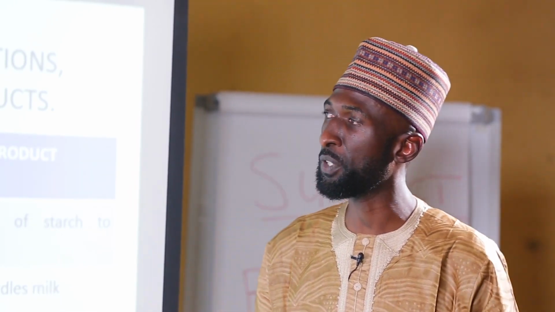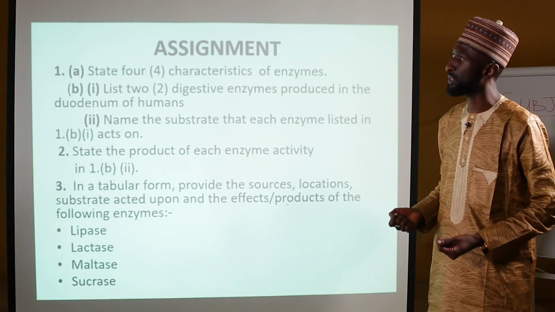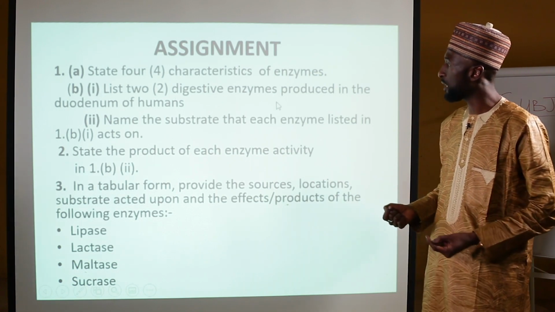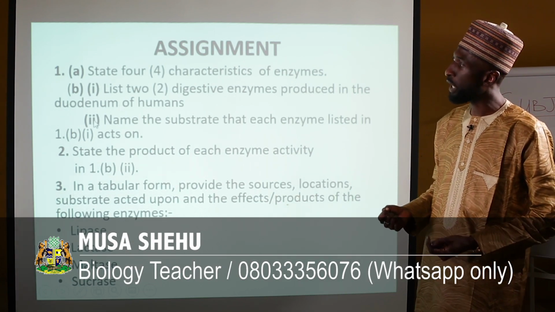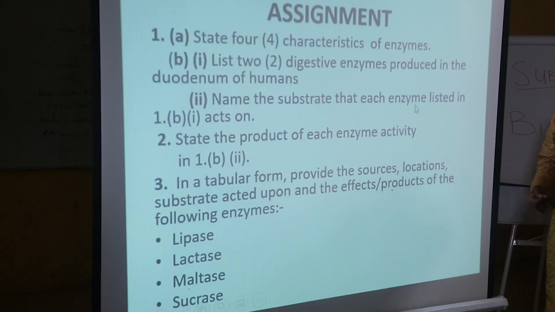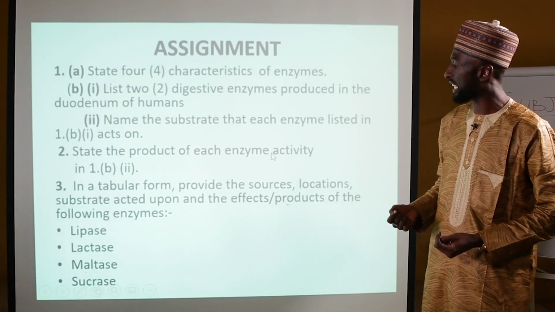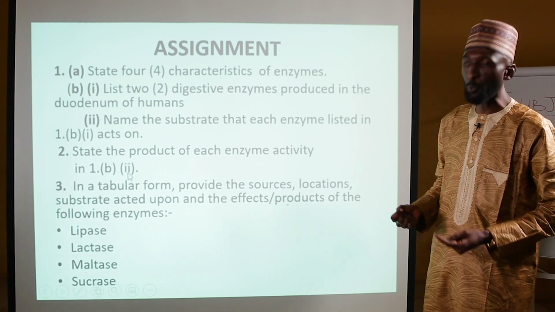Now I have an assignment for you. Question number 1A, state 4 characteristics of enzymes. Question 1B, Roman 1, list 2 digestive enzymes produced in the duodenum of humans. Question 1B, Roman 2, name the substrate that each enzyme listed in question 1B, Roman 1 acts upon. Question 2, state the product of each enzyme activity in question 1B, Roman 2.